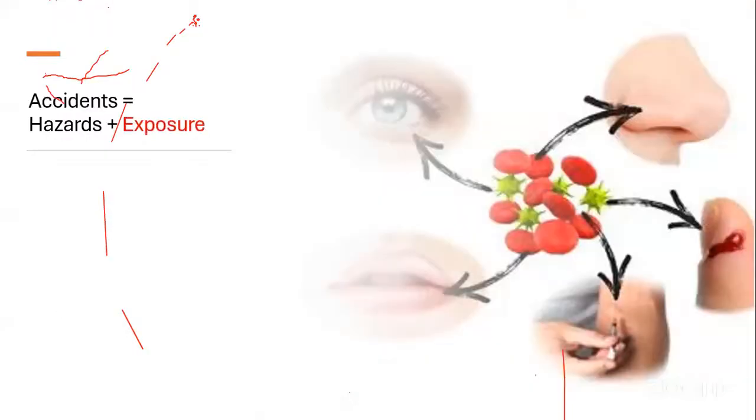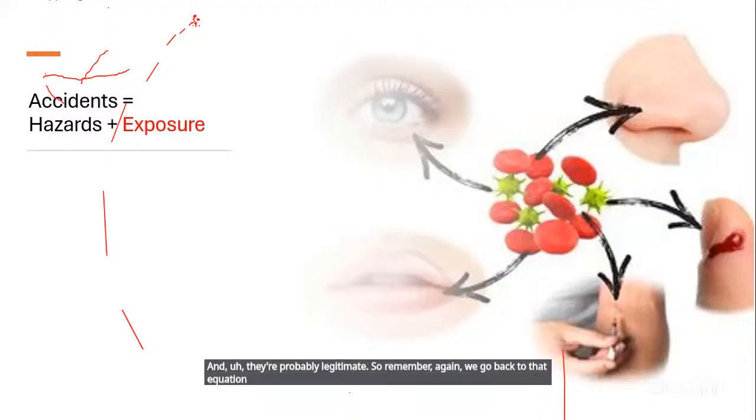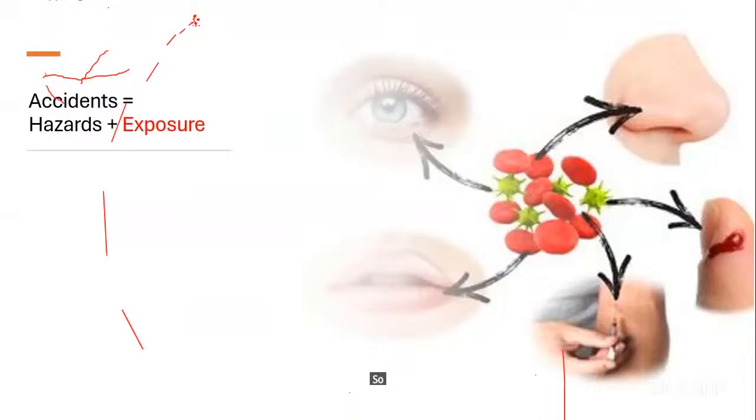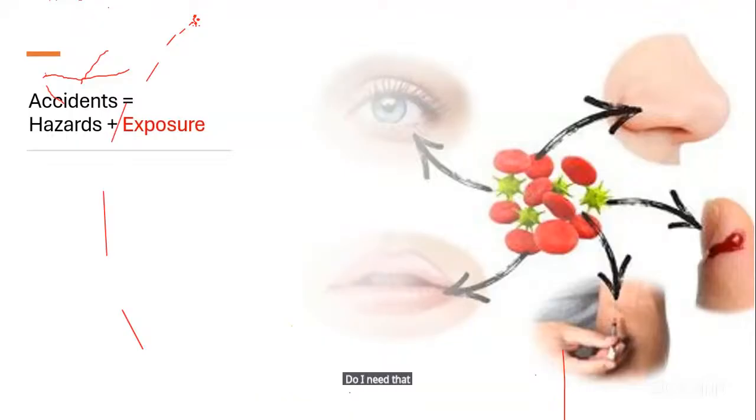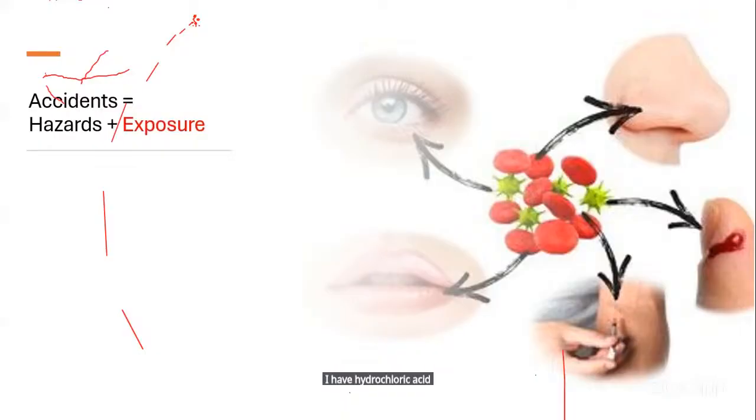So remember again, we go back to the equation. We said accidents equal hazard plus exposure. So the logic is that if I need to control the hazard, I need to prevent accidents. What's the first thing I need to do? I try to see, can I eliminate the hazard? Can I remove the hazard? Do I need that hazard in place or I don't? So if I don't need it, if I can do without it, then eliminate it. I have hydrochloric acid. If I don't need the hydrochloric acid in my place, then I just eliminate, remove it. Then I will remove the accidents.